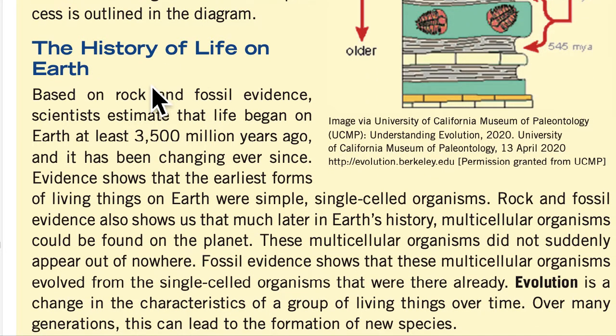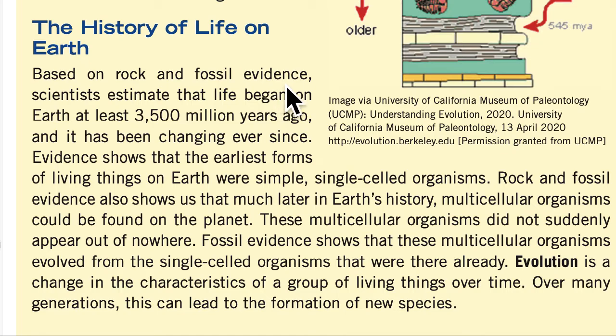The history of life on Earth. Based on rock and fossil evidence, scientists estimate that life began on Earth at least 3,500 million years ago, and it has been changing ever since. Evidence shows that the earliest forms of living things on Earth were simple, single-celled organisms. Rock and fossil evidence also shows us that much later in Earth's history, multicellular organisms could be found on the planet.